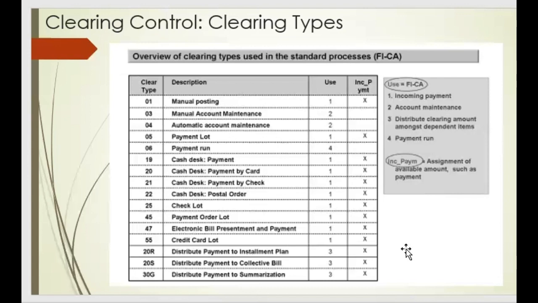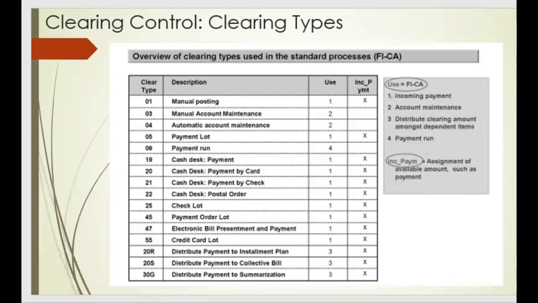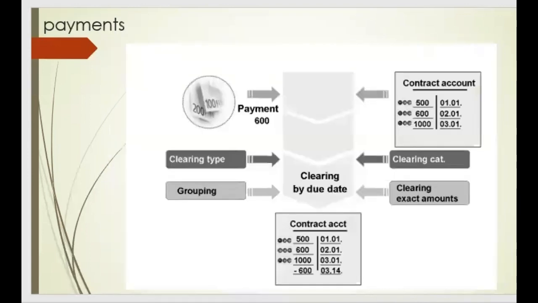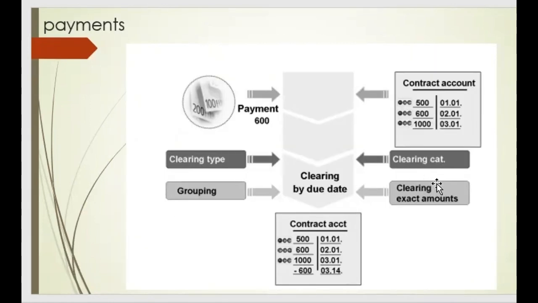But before clearing, we need to check whether the assignment amount available for the payment is there or not. If it is manual, you need not, because they have to pay. But otherwise, we have to check whether the amount is available. Then we'll proceed with the payments. That means when we do a payment, before that, we already check the contract account, what are the open items, how much they want to clear, and we consider the clearing type from the hard-coded clearing types, and we pick the clearing category and apply that. So the payment will come.